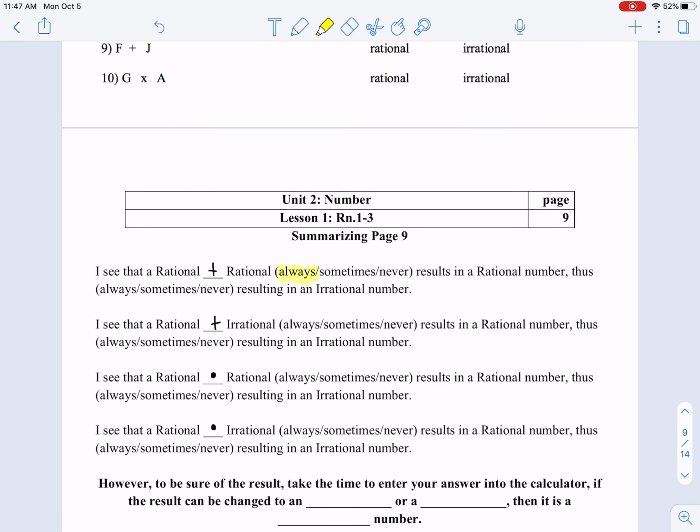For the sake of example, rational plus rational is always rational. So rational plus rational is always a rational number, thus never irrational. Okay? If it's always rational, then it's never irrational. If it's sometimes rational, then it's sometimes irrational. If it's never rational, then it's always irrational. Okay? So you'll either select always, never, sometimes, or never, always, depending on your answer.